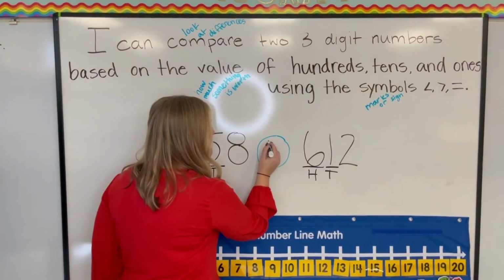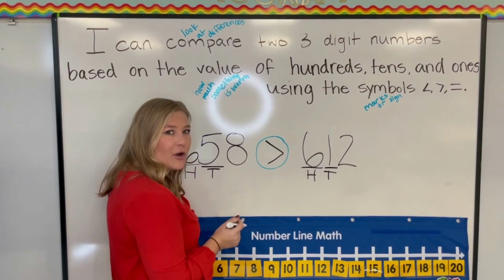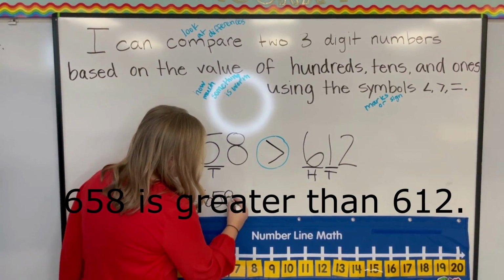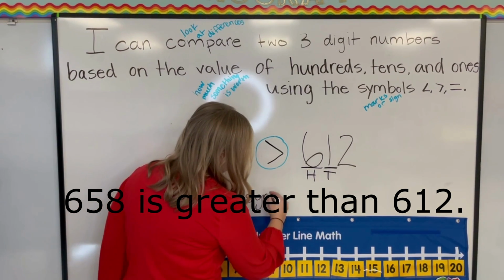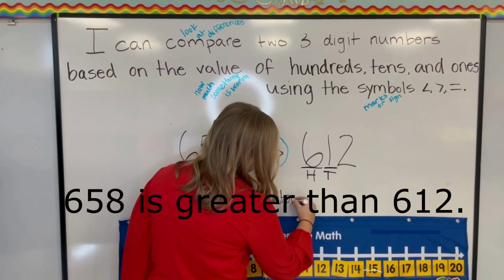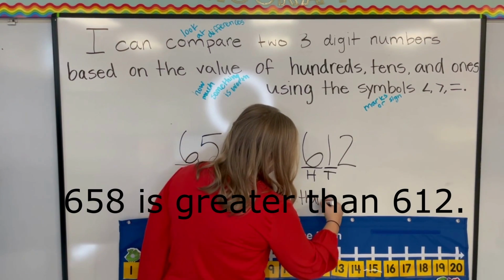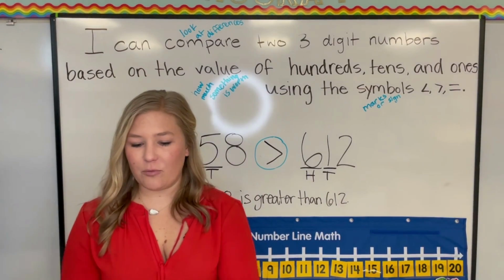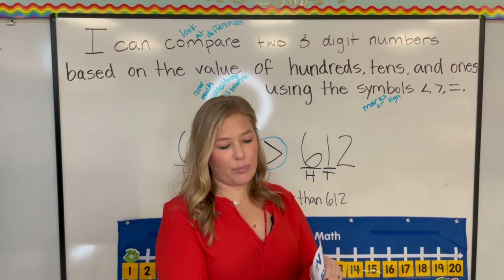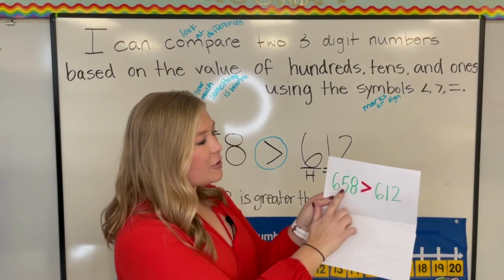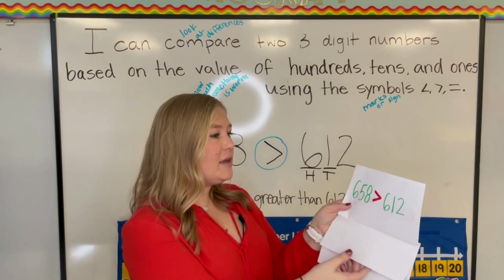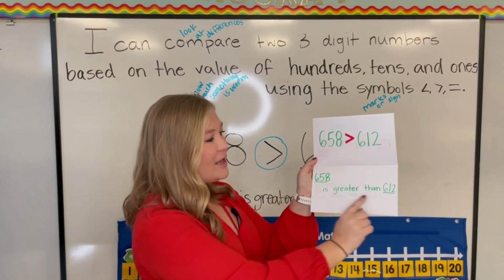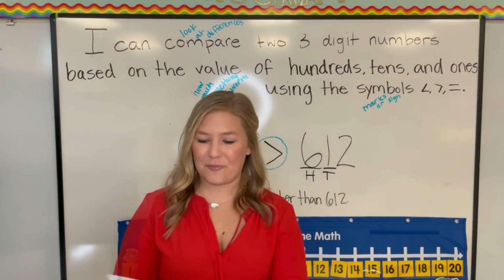So I'm going to draw my sign that opens up to the bigger number. And then I can write it in a sentence that says 658 is greater than 612. So when you're done with your page in your book, it will look like this. 658 is greater than 612. And again in word form, 658 is greater than 612.